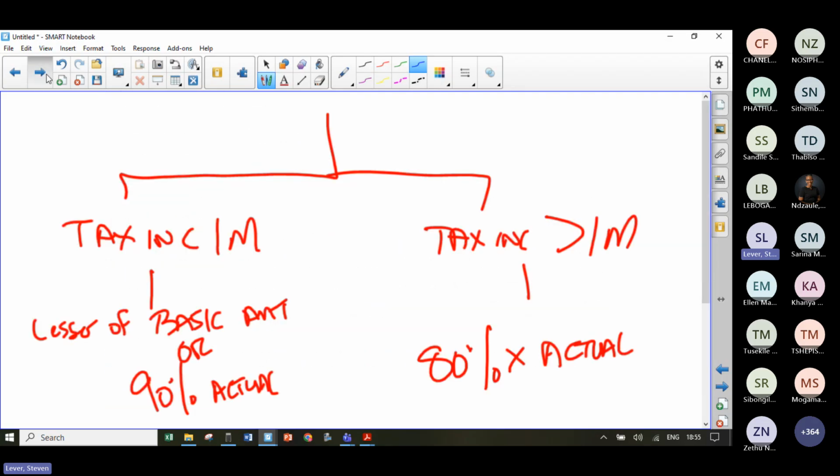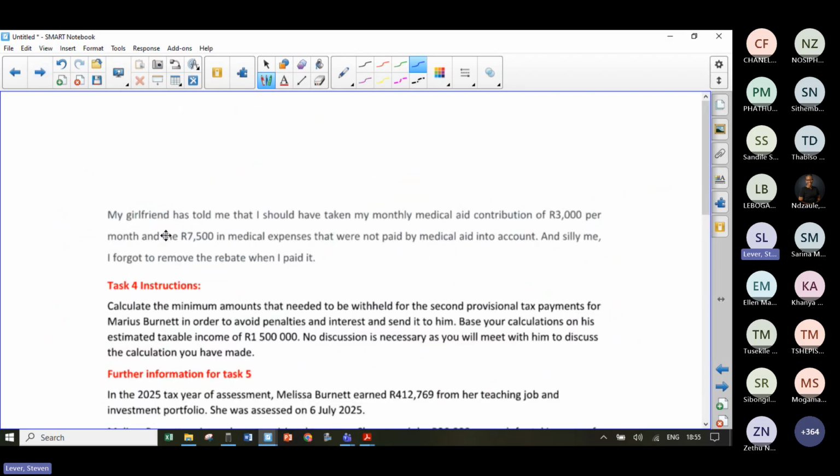Okay, and it says in the required, my girlfriend told me I should have taken into account my monthly medical aid of 3,000 per month and 7,500 in medical expenses that were not paid by medical aid into my account. And silly me, I forgot to remove the rebate when I paid it.